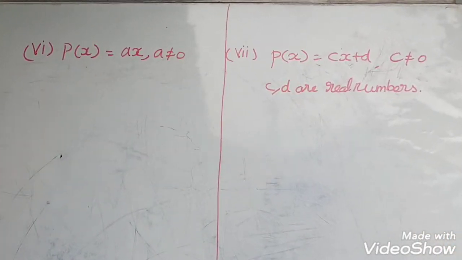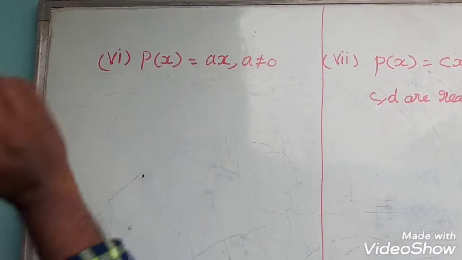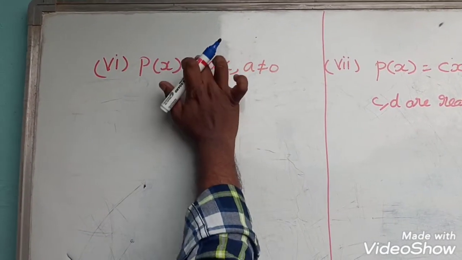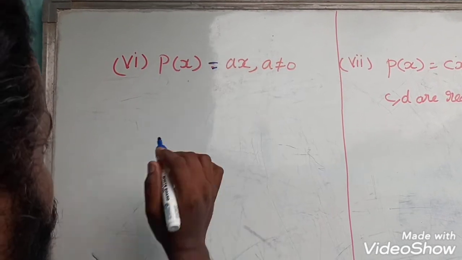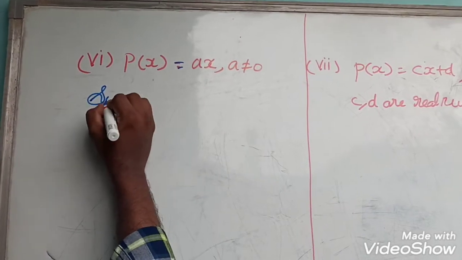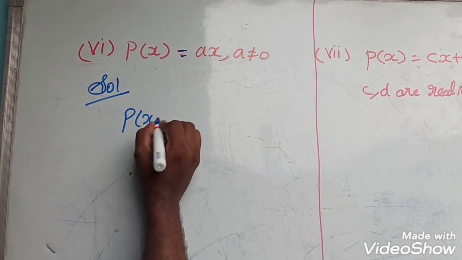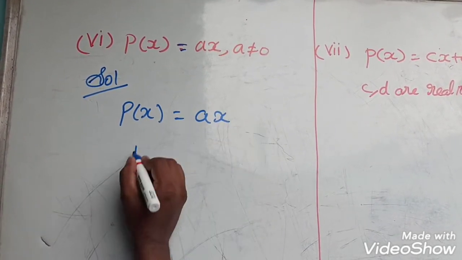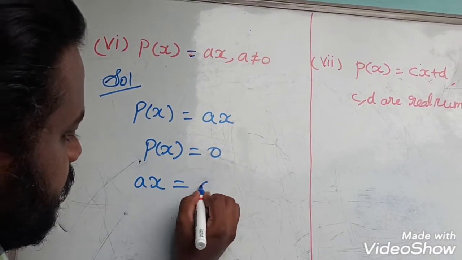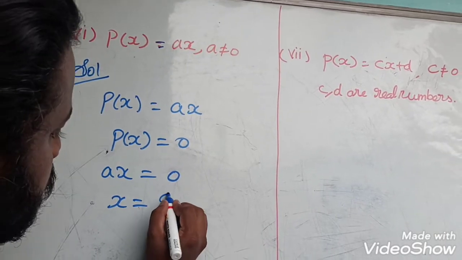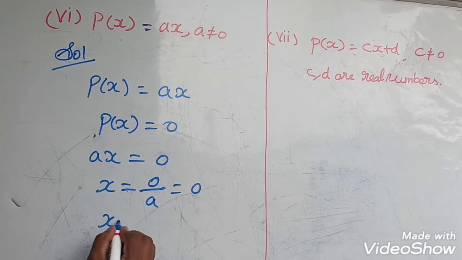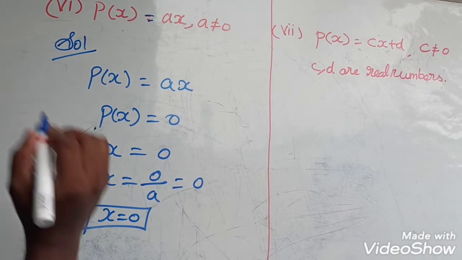Question number 6, we find out what is the zero of the polynomial P of x equal to ax. Here a is not equal to 0, because if a becomes 0, the total value we get is 0. So now only we find out whether P of x equals 0 or not. What is the zero of the polynomial? P of x which is equal to ax, the condition is P of x becomes 0. So ax is equal to 0, x equal to 0 divided by anything, we get 0. So the value is x equal to 0.